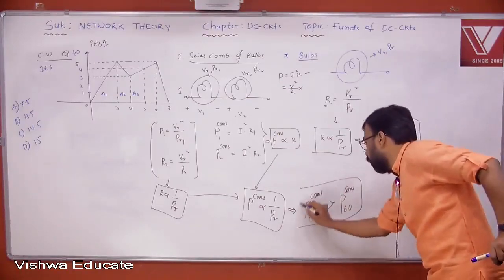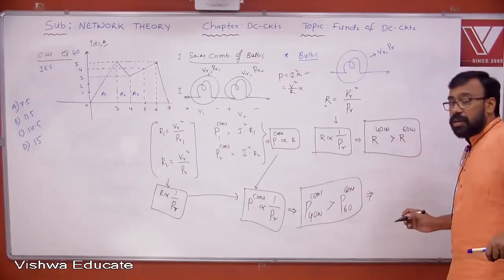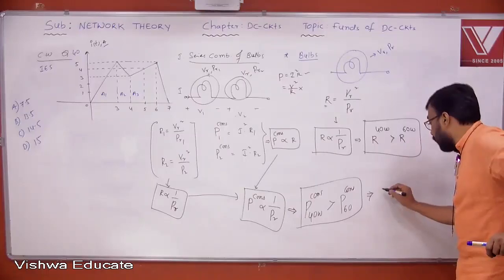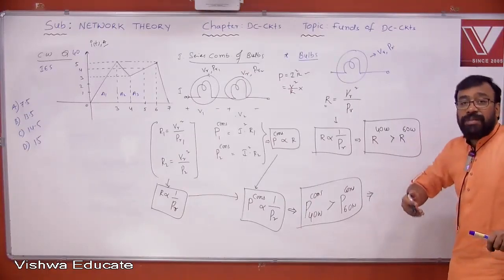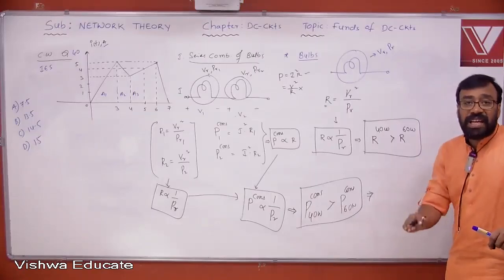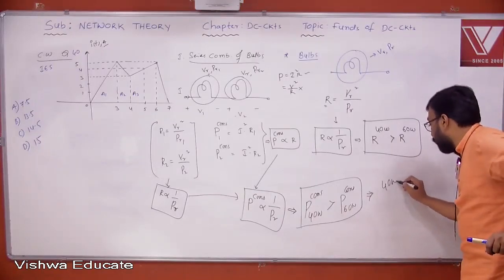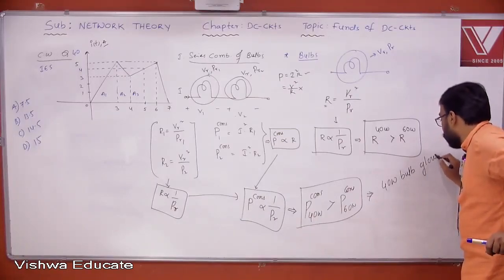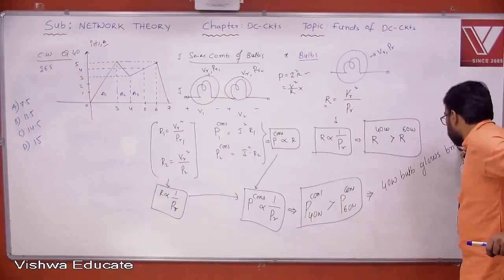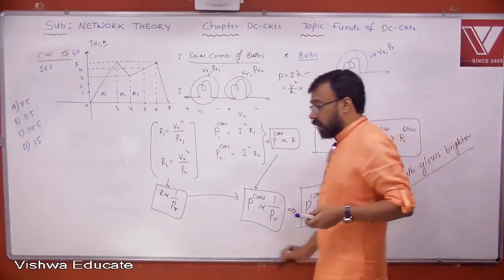That means when the two bulbs, 40 watt and 60 watt, are connected in series, the 40-watt bulb will consume more power, and the power consumed by the bulb will be dissipated in the form of both light as well as heat. Therefore, the 40-watt bulb glows brighter. I think you understand this, okay?